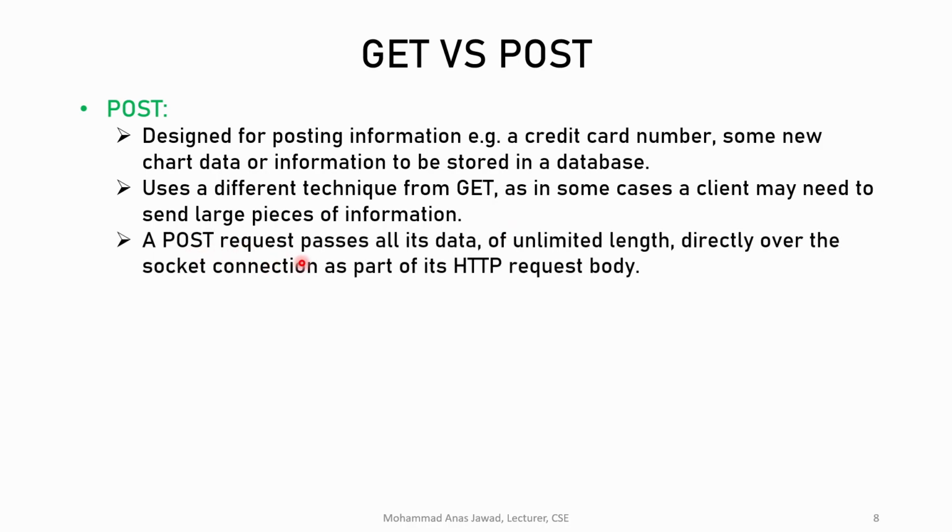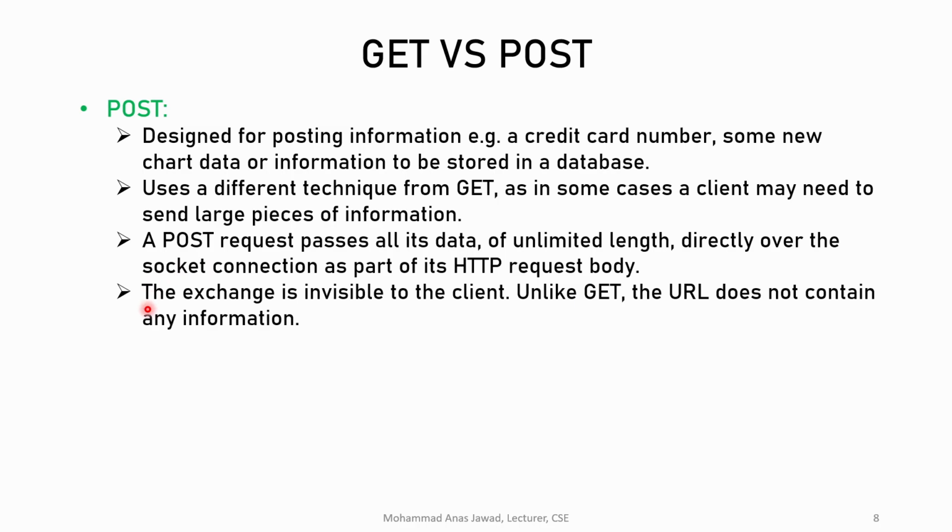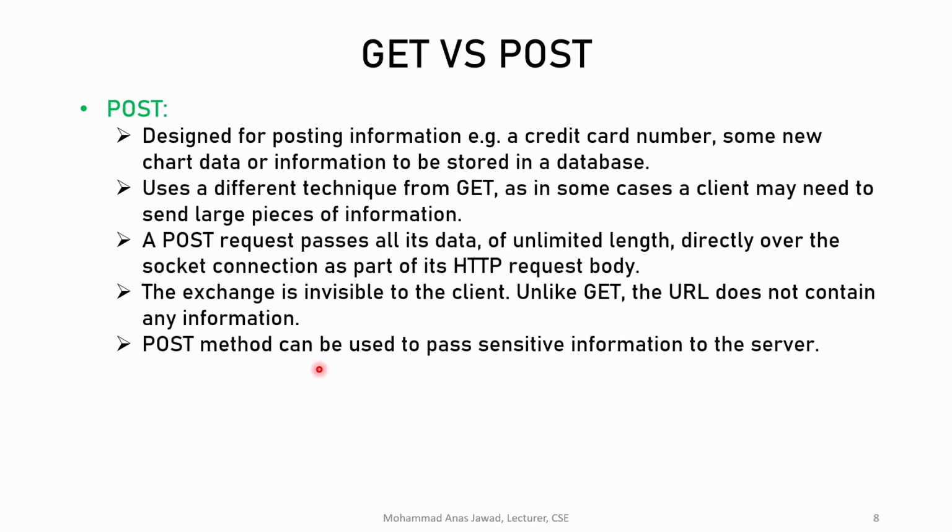A post request passes all its data of unlimited length directly over the socket connection as part of its HTTP request body. Okay? The exchange that is happening here is invisible to the client. Unlike get method, the URL does not contain any information. So if you remember, the get method appends that additional information to the request URL, right? But in case of post method, the URL does not contain any information. A post method can be used to pass sensitive information to the server. So information like your bank credentials and so on can be passed to the server by using the post method in a very secure way.